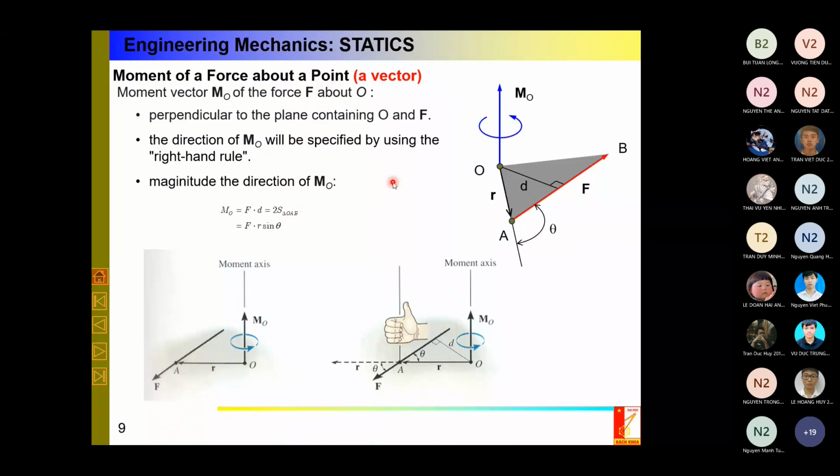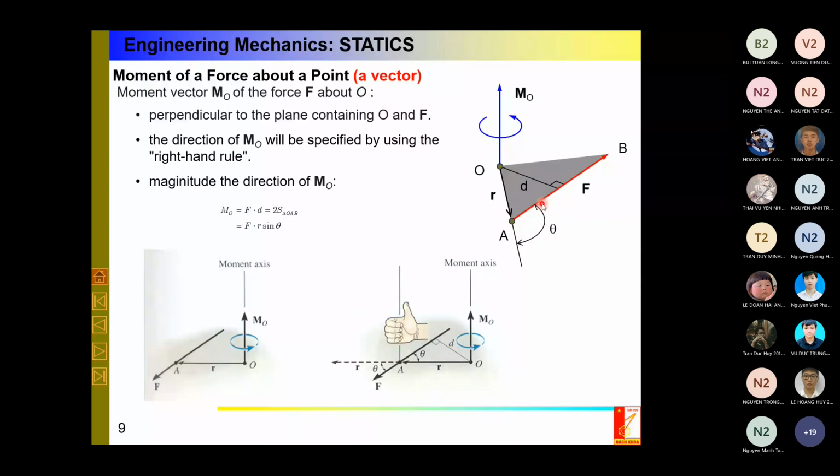In this case, it is better to use a vector analysis, a vector definition, and define it step by step. You can see here I have a force F and a point O. I can define the moment vector of force F about point O as a vector, and this vector is perpendicular to the plane containing point O and the line of application of F.